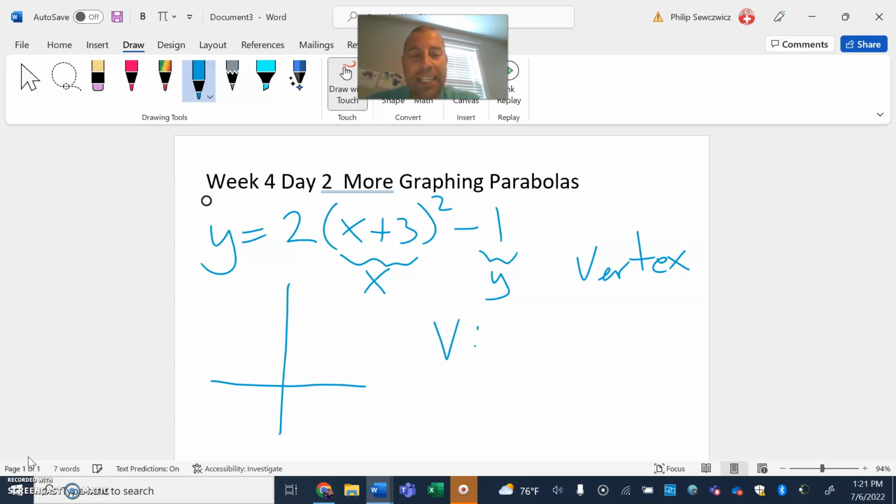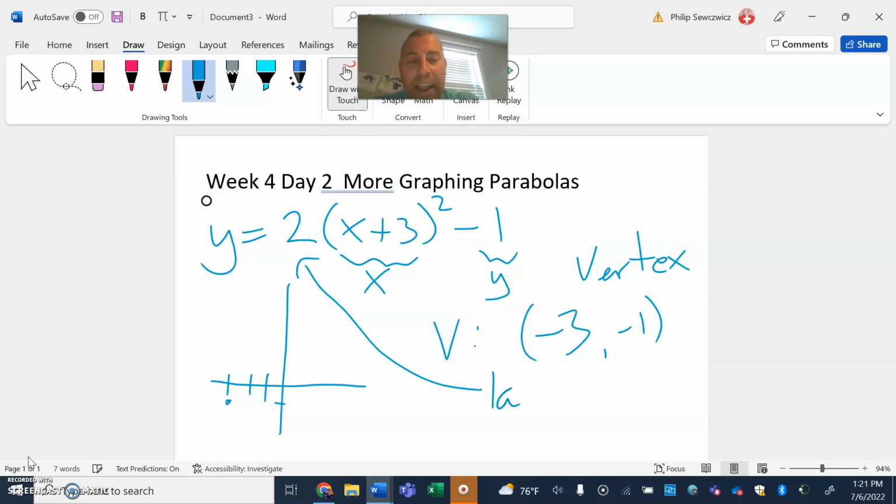So my vertex here is going to be at the ordered pair negative 3, because the opposite of positive 3, and then we're going to use that y coordinate, negative 3, negative 1. So I can plot that: 1, 2, 3, down 1, there we go. And now I'm going to simply use this 2 for my 1a, 3a, and my 5a. So 1 times 2 is 2. So I'm going to the right 1, I'm going to go up 2. Remember, it's going to mimic it on the opposite side.